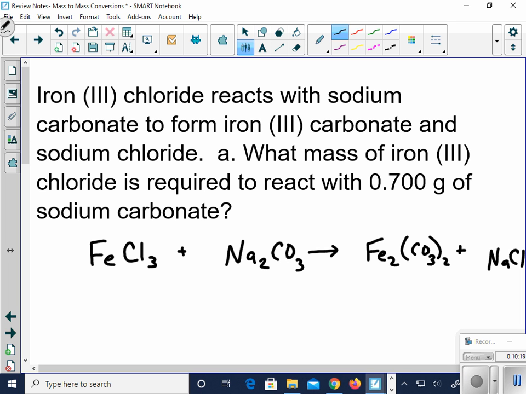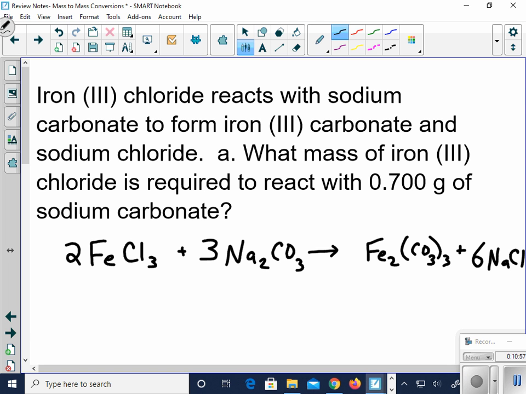Now, when I go through and balance that, I can see probably what I'm going to do first is I'm going to balance up my, actually that is not correct, because I need a 3 right here. So I'm going to balance up my carbonates first. That gives me 6 sodiums. So I'm going to put a 6 there. If I put a 2 here, that balances up my equation.